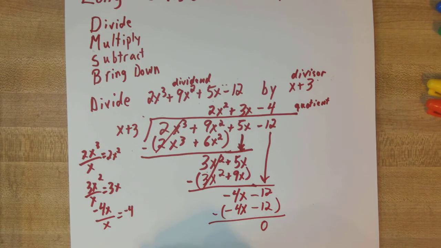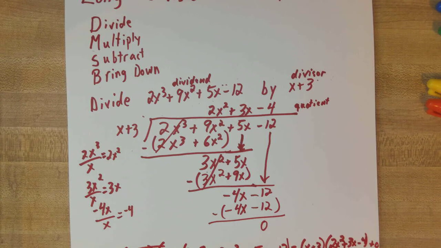So, essentially, what you've got is, well, let me start another way. My dividend, 2x cubed plus 9x squared plus 5x minus 12, is equal to x plus 3 times 2x squared plus 3x minus 4. And I write a plus 0 at the end.